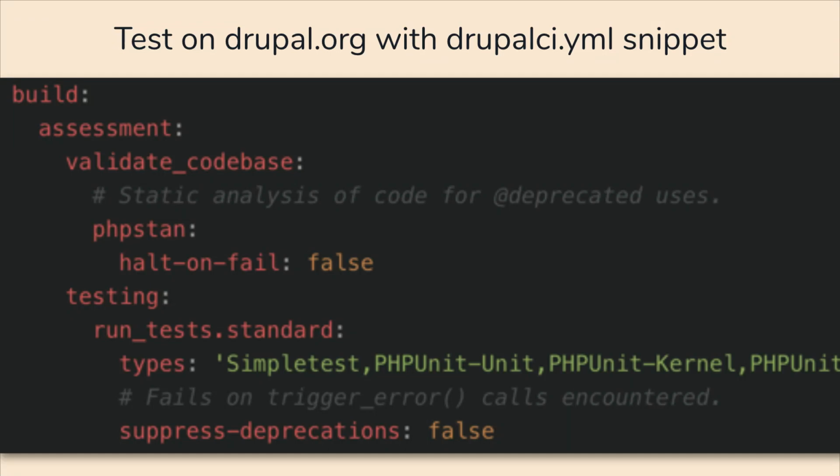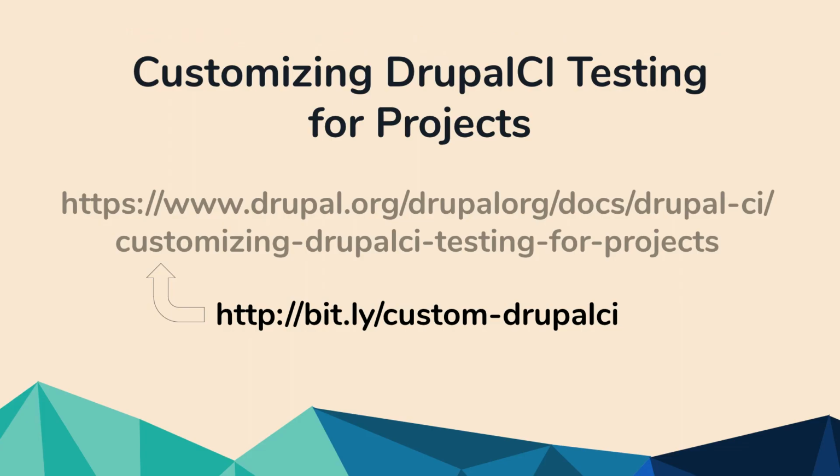You can enable static analysis with PHPStan in this configuration file. This will report deprecation testing results, similar to Drupal check, as part of the test bot results. You can make tests fail if any tested code path hits a deprecation trigger error function signifying the use of deprecated code. This will fail if one of your dependencies uses deprecated code as well.